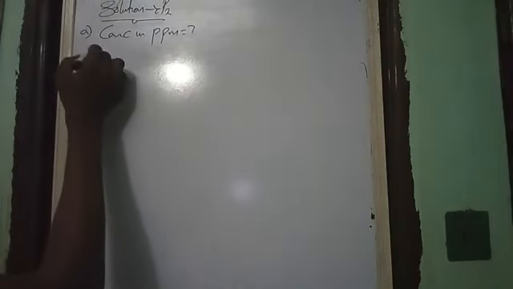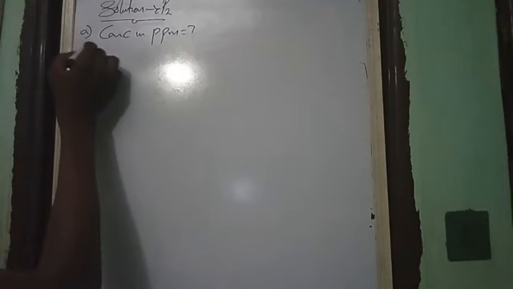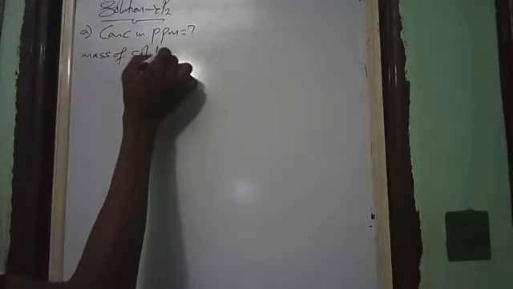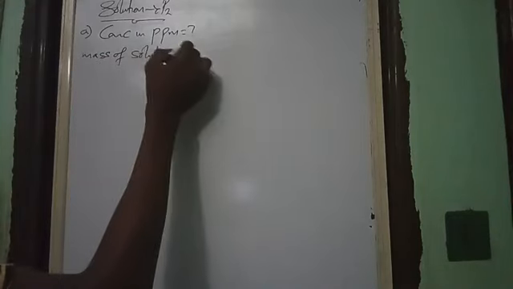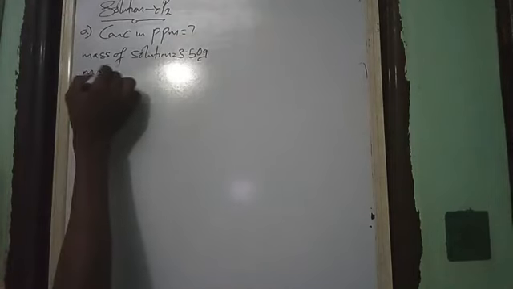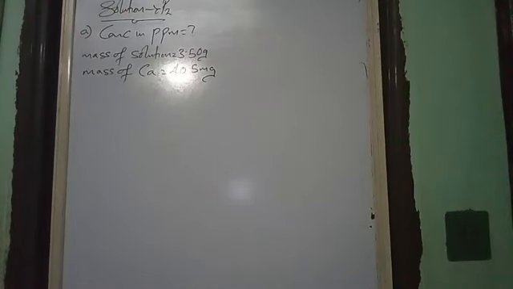So we are saying that for your pills, the mass of solution was given to us, and they said it was 3.50 grams. And they said it contains 40.5 milligrams of calcium. The mass of calcium that was dissolved in that pill was 40.5 milligrams. And they want us to calculate the parts per million.